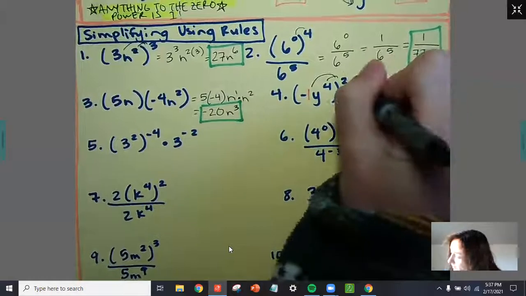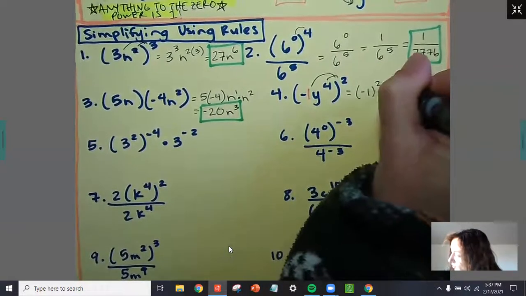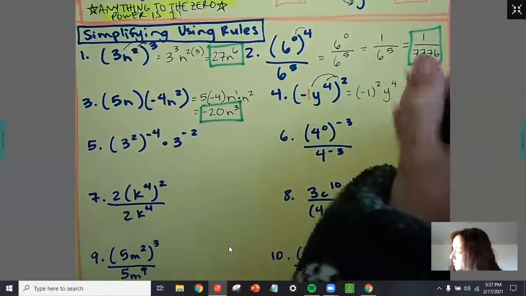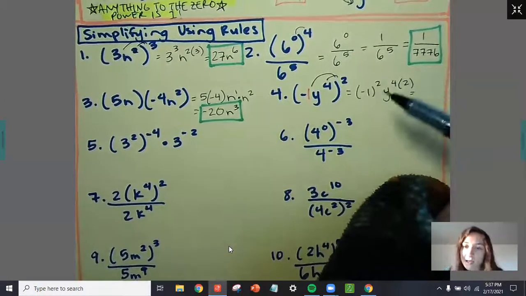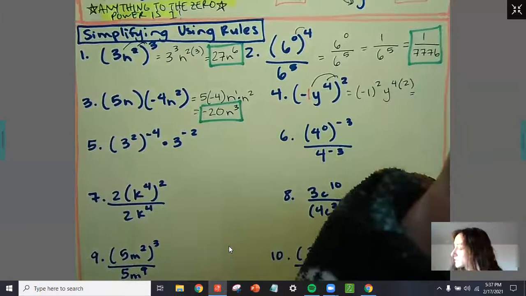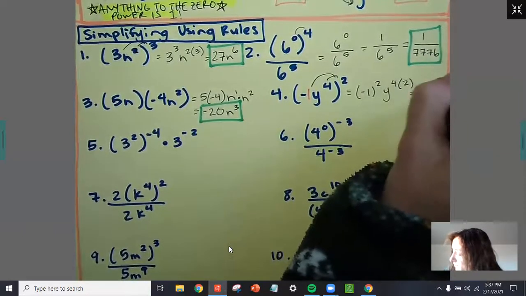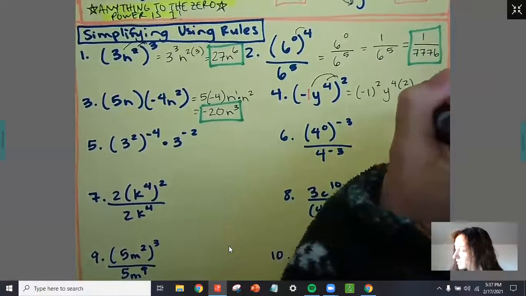Okay, so this is going to be negative 1 squared, and then times y to the 4th squared. Remember, whenever we do this, we're going to be multiplying their exponents, so I'm just going to multiply here. Negative 1 squared is the same as negative 1 times negative 1. That's going to be positive 1. And then 4 times 2 is 8, so this is going to be y to the 8th. 1 times anything is itself, so this is going to be y to the 8th.